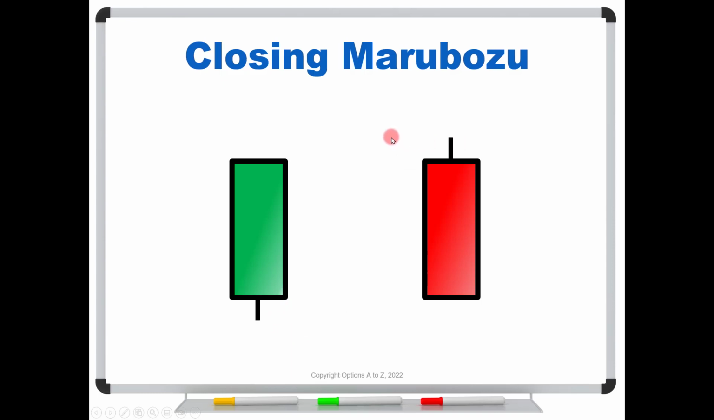Now, of course, we could have a closing Marubozu, just the opposite. For the green candle, this is our close at the top, this is our open. So we opened at this price. At some time during the day, we did trade lower, but we did eventually come back and we closed at the high right into the closing bell. So lots of buying pressure going into the close.